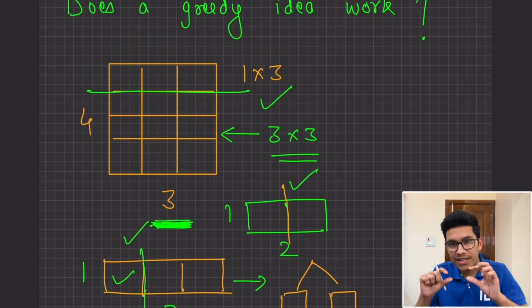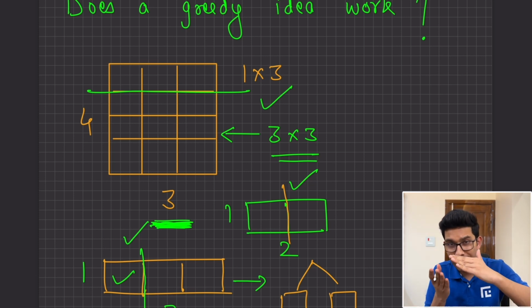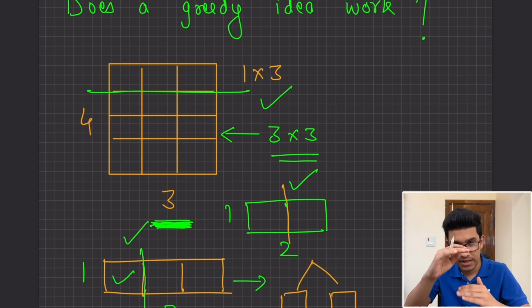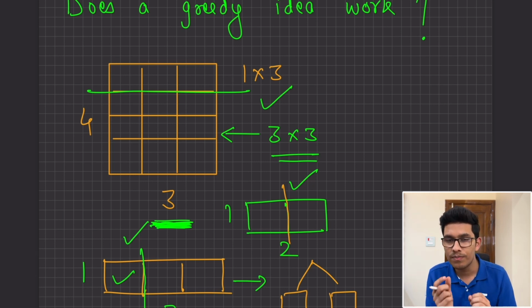Look at the minimum side and make a cut of that minimum side on the larger side. By doing something like this, one of the two rectangles that result is bound to be a square. Right? But I'll tell you one thing: this idea doesn't really work.